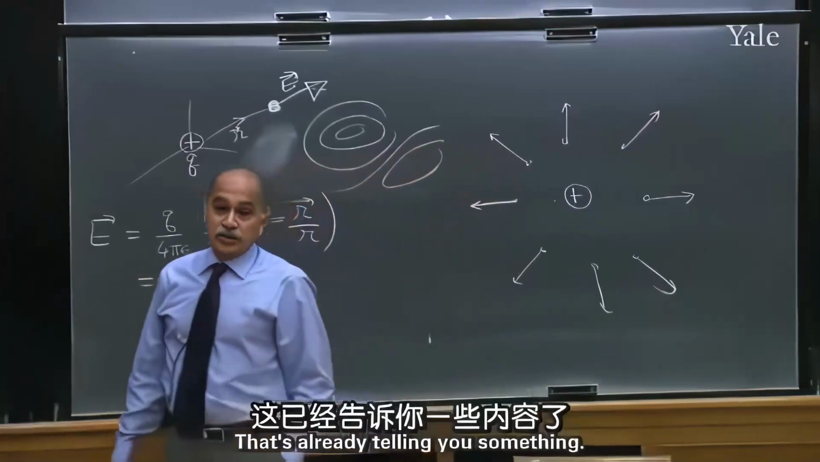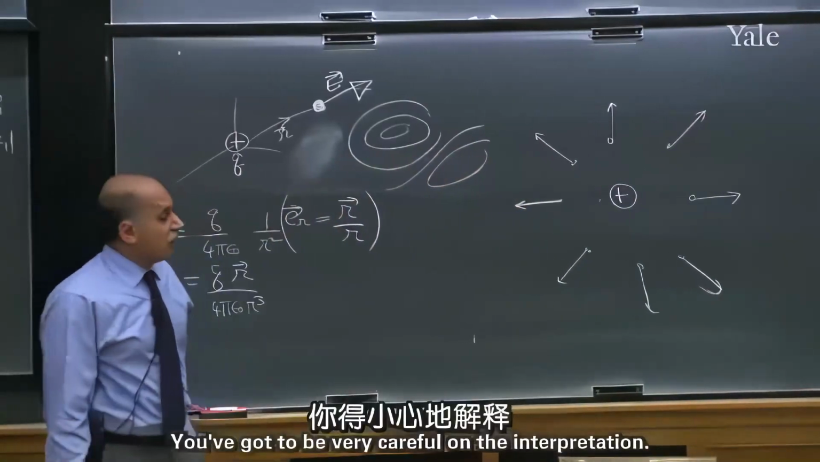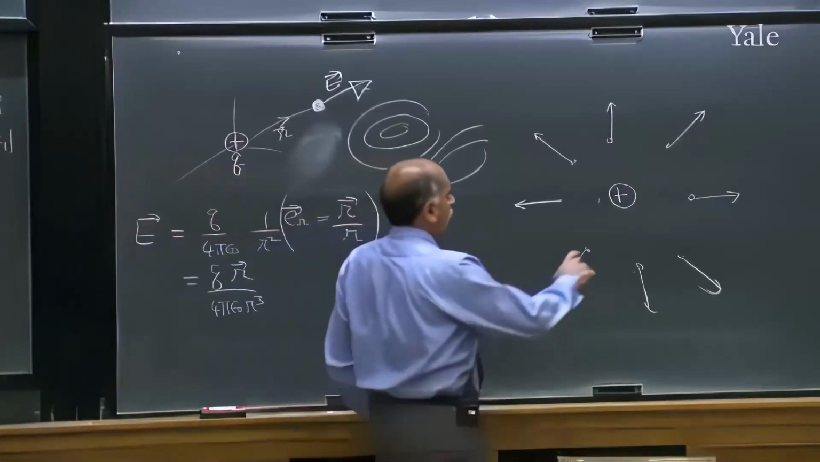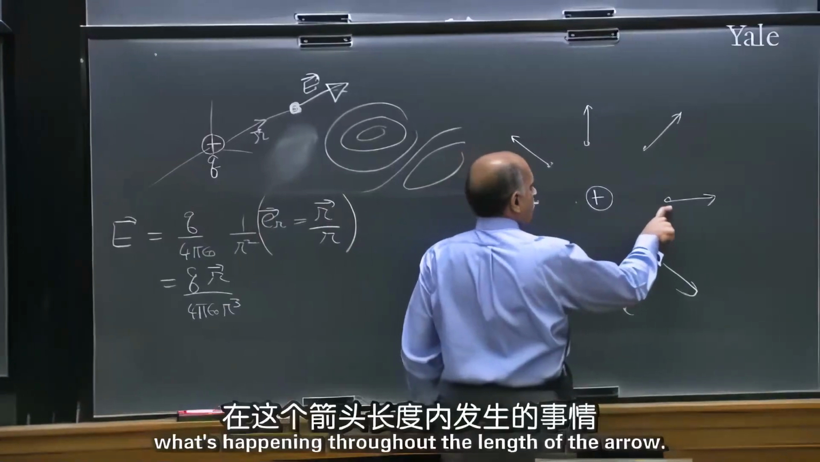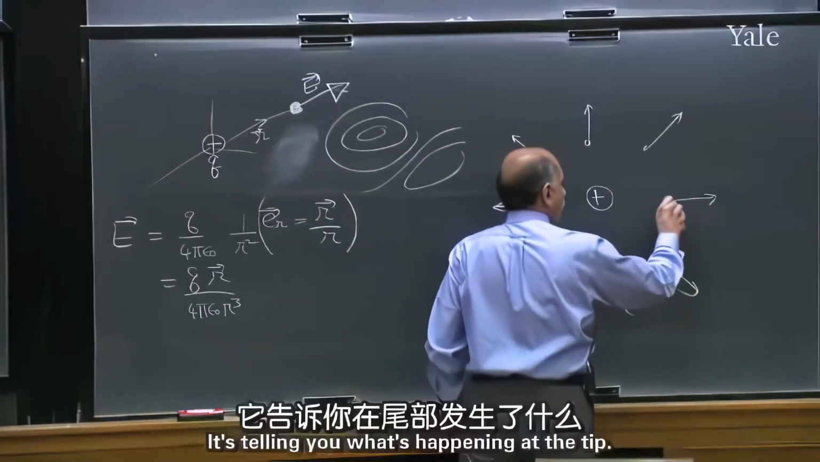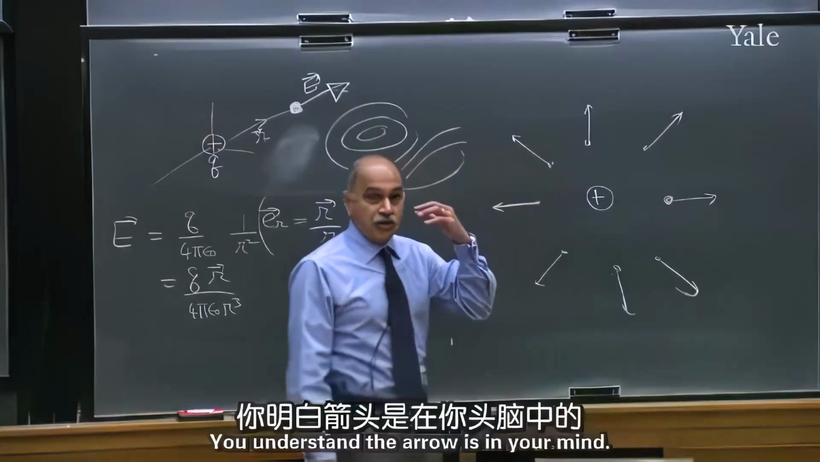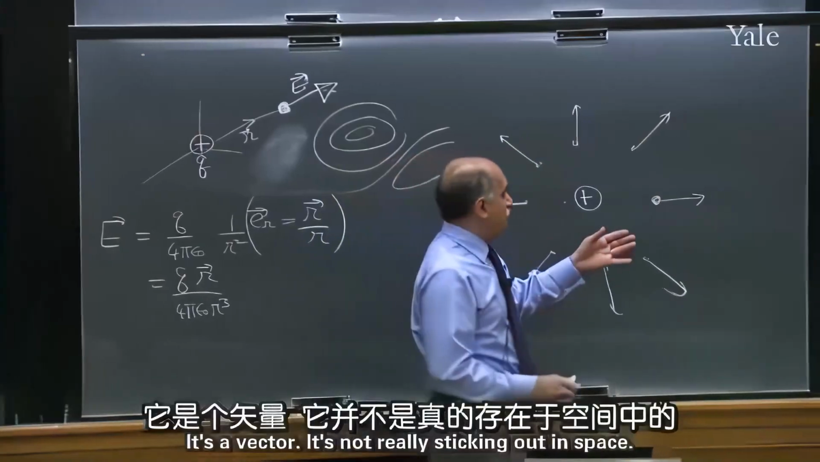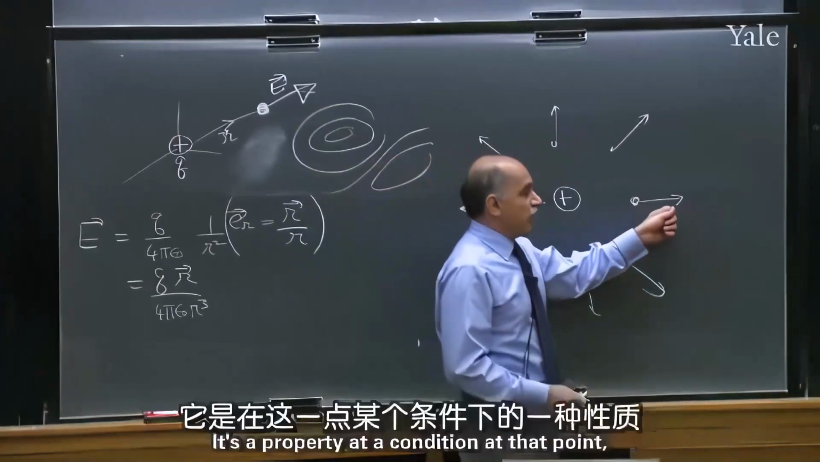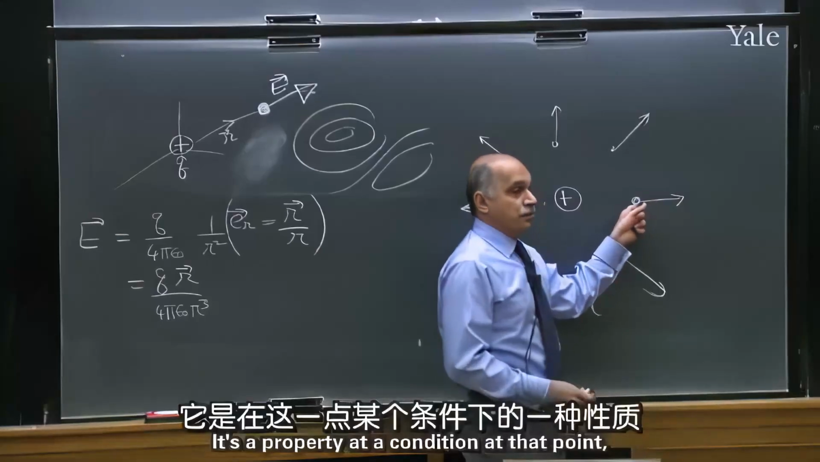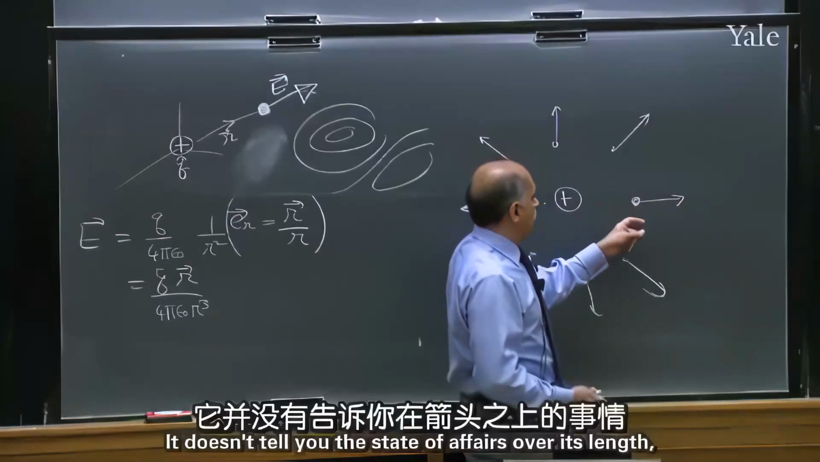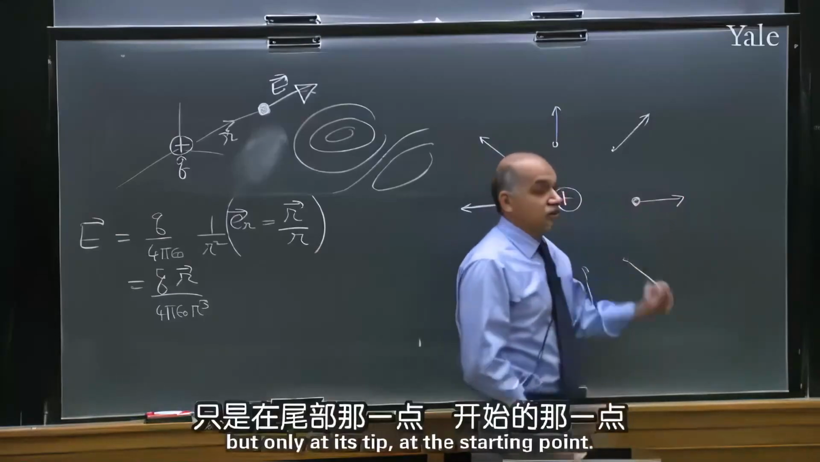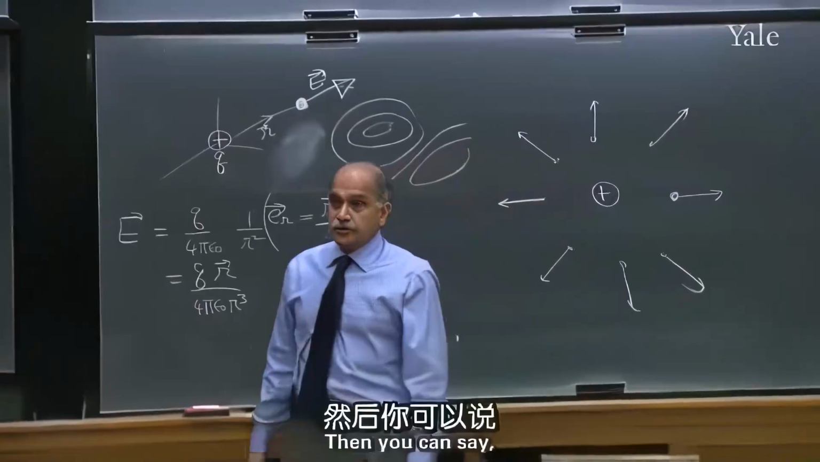That's already telling you something. You've got to be very careful on the interpretation. This arrow is not telling you what's happening throughout the length of the arrow. It's telling you what's happening at the tip. You understand? The arrow is in your mind. It's a vector. It's not really sticking out in space. It's a property or a condition at that point. But we got to draw it, so we draw it that way. It doesn't tell you the state of affairs over its length, but only at its starting point.